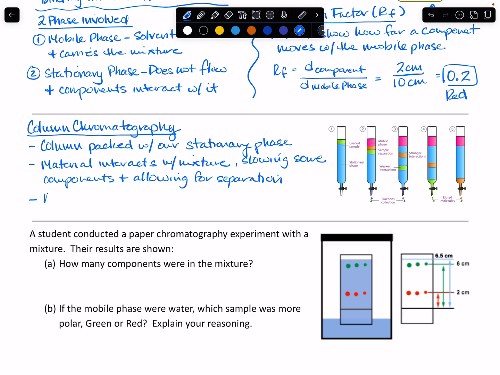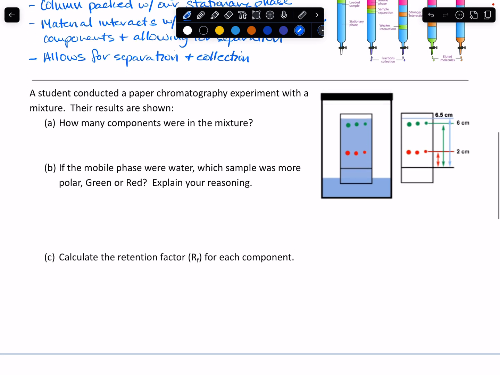So it allowed for separation and collection. Now, I always had to go do a bunch of other stuff with those to make sure it was the right stuff, but that was one of the many steps that I did as part of my protein purification.